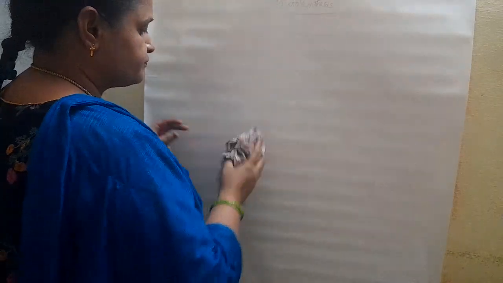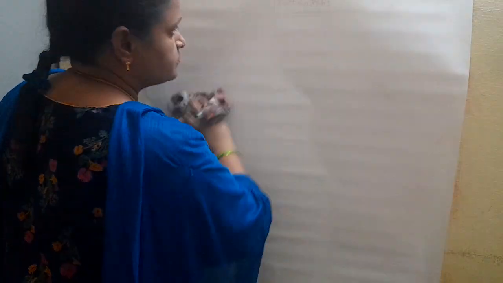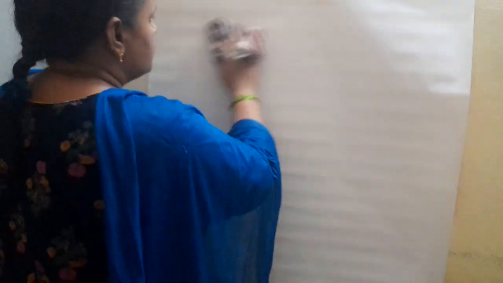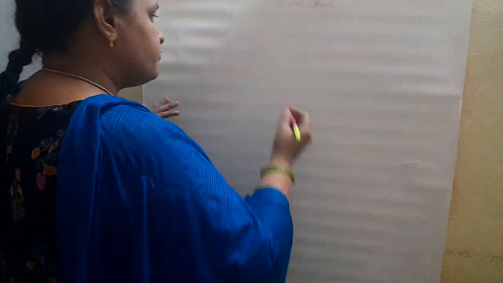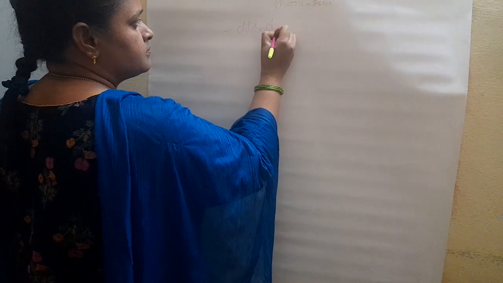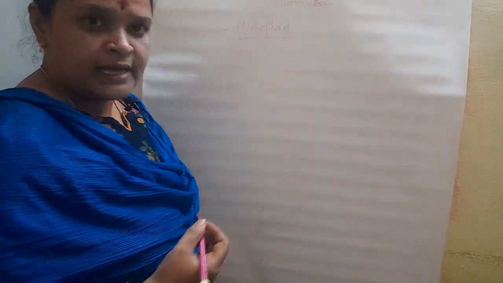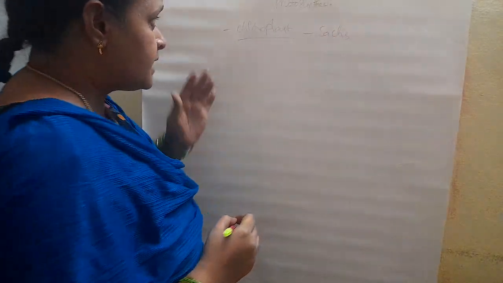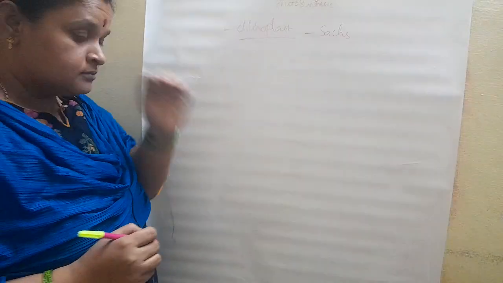Now we will go to the site of photosynthesis. What is the site of photosynthesis? The photosynthesis site is nothing but the chloroplast. The chloroplast was identified by Sachs, who gave the name chloroplast.